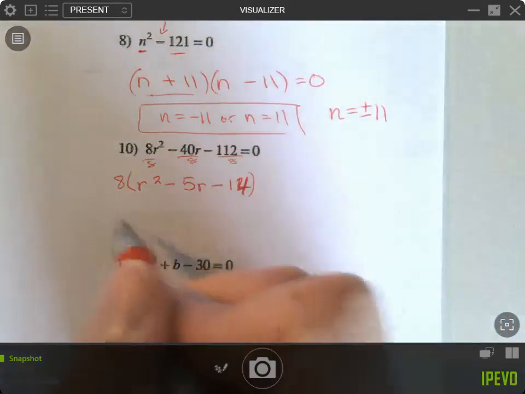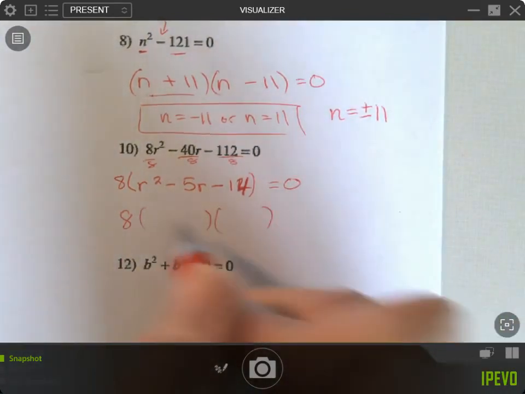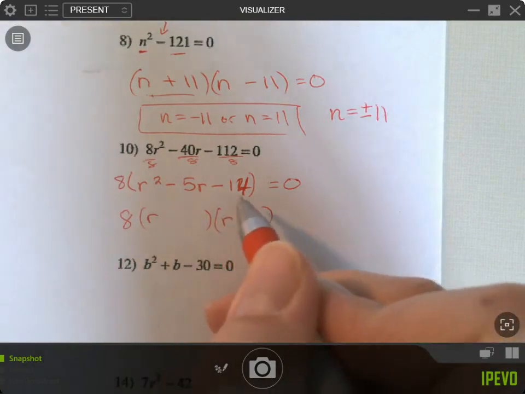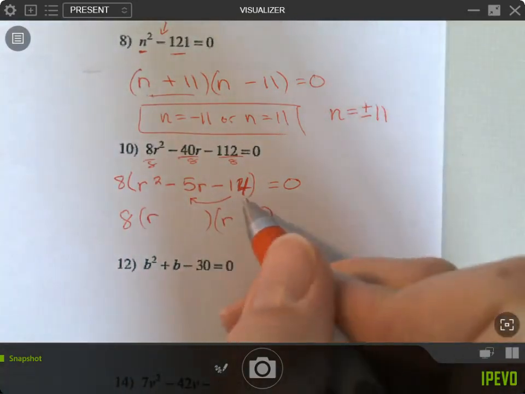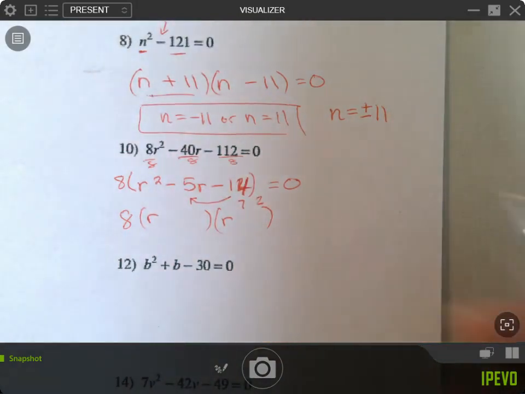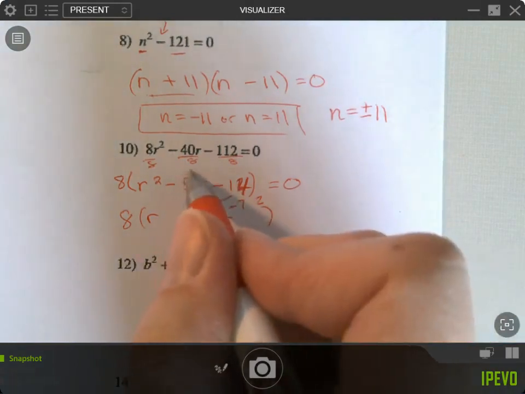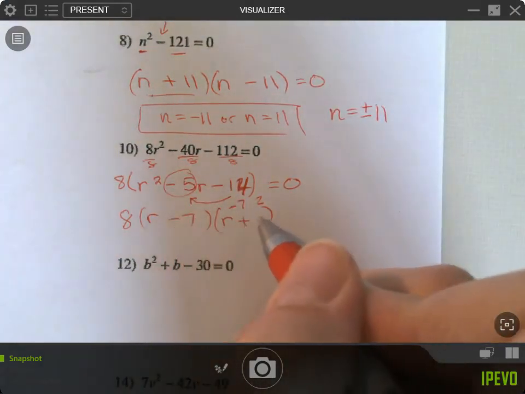Okay, now this is easier factoring, guys. The 8 stays out, 2 sets of parentheses, r times r. I need factors of negative 14 to add up to negative 5. So I was going with 7 and 2. Which one should be negative? Negative 7, because I need the bigger one to keep that negative sign. Okay, now I have it all factored.